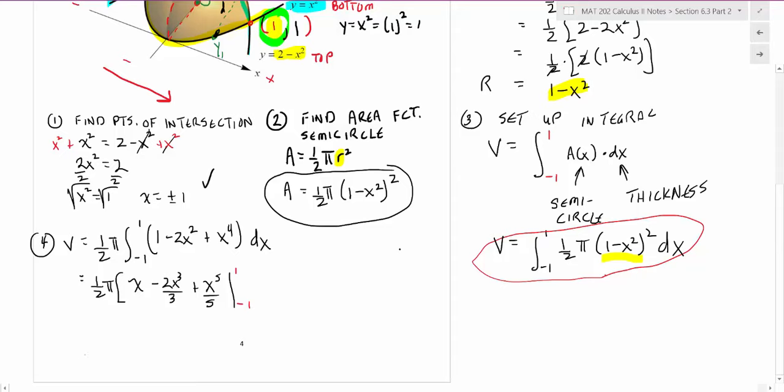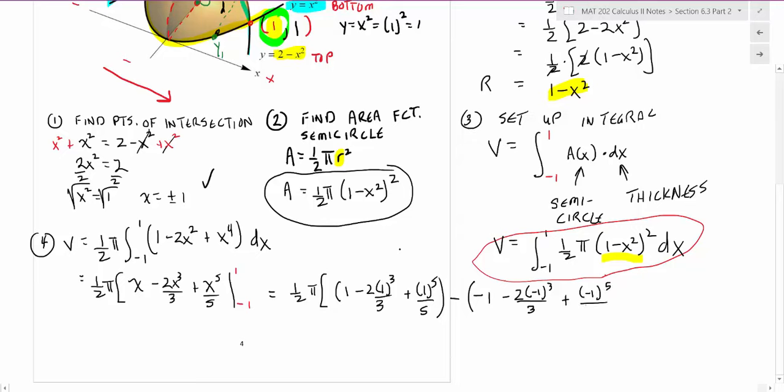Now we're going to use the Fundamental Theorem to work this out. So I'll go ahead and get that done here. We've got 1/2 pi. Plug in the 1. We're going to have 1 minus 2 times 1 to the 3rd over 3 plus 1 to the 5th over 5. And then subtract the lower limit, which would be negative 1 minus 2 times negative 1 to the 3rd over 3 plus negative 1 to the 5th over 5, like that. And then that will be the arithmetic that we'll work on.